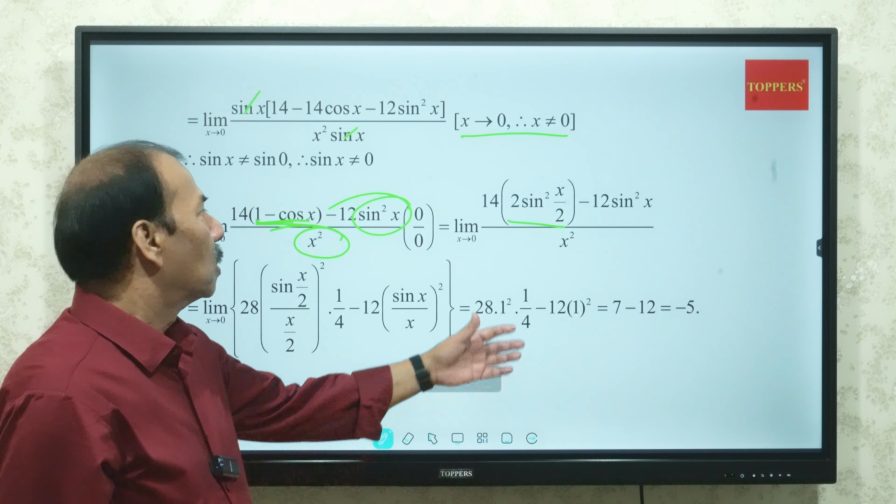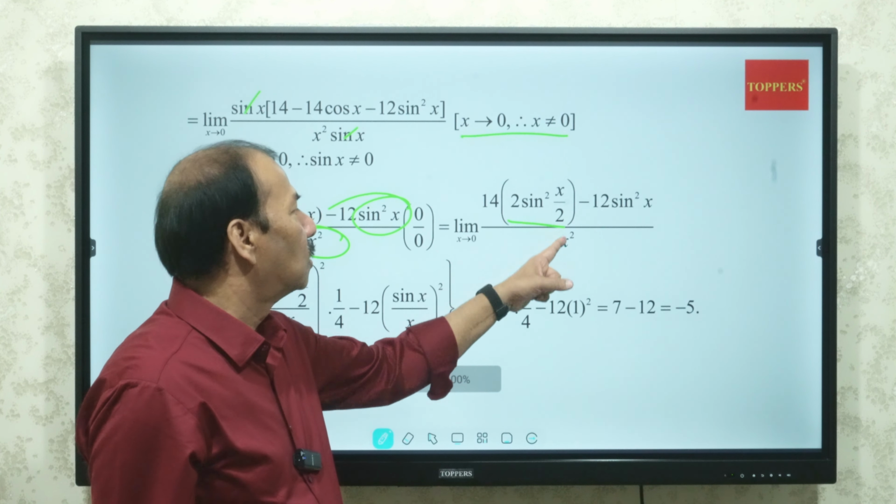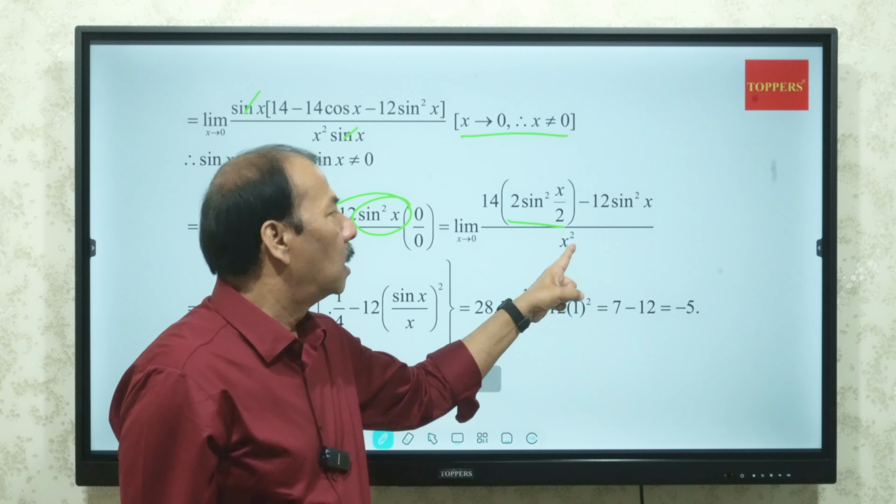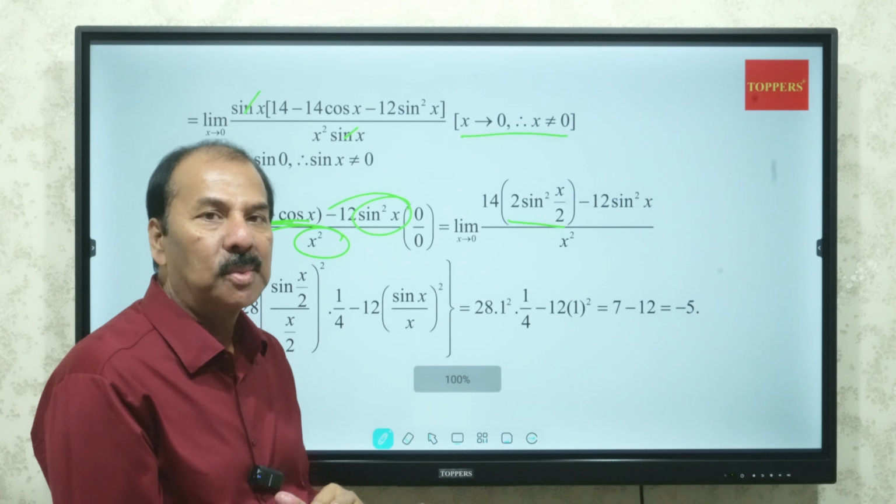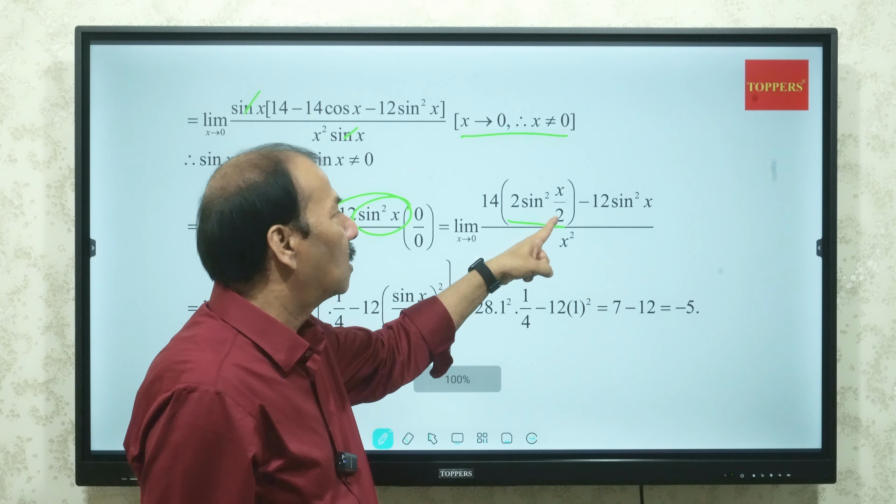Now again this x square, so this divided by x square, this divided by x square, it is coming in the standard form. The only thing is here you have x by 2.